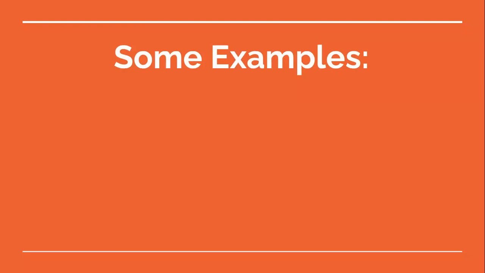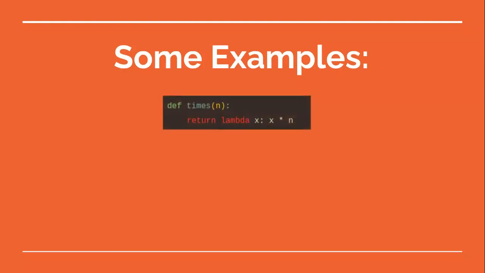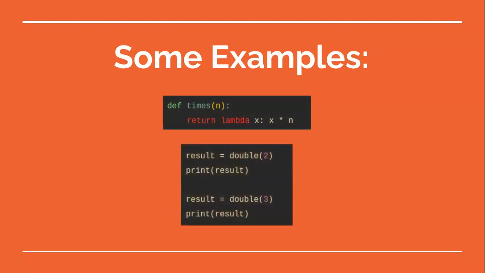In Python, you can pass a function to another function or return a function from another function. The times function returns a function which is a lambda expression. And this snippet shows how to call the times function. Since the times function returns a function, the double is also a function. To call it, you place parentheses like this.